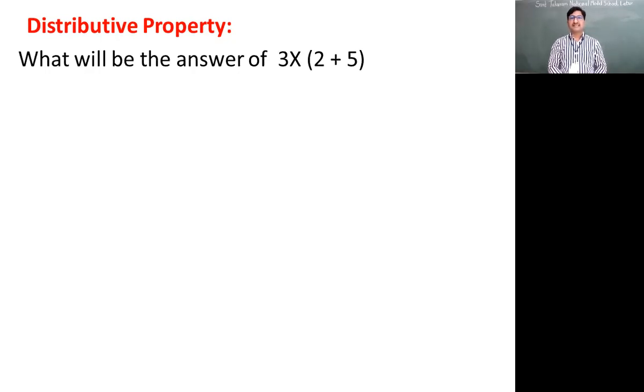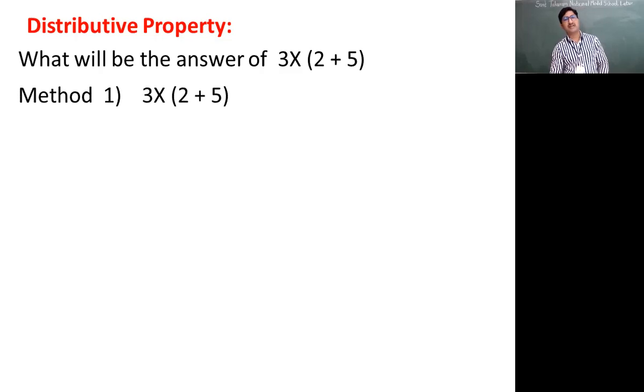Here, the example is given in front of you. What will be the answer of 3 multiplied by, in bracket, 2 plus 5? This is quite new for you, how the bracket is used here. And in one example only, there are two operations, that is multiplication and addition. So what is to be done at first? This property says that distribution method 1 is there, it's given.